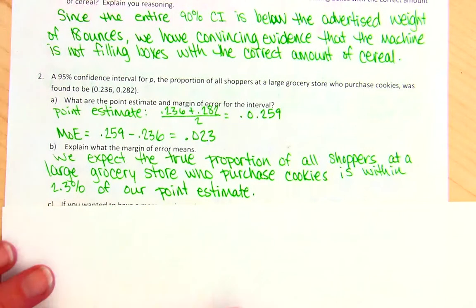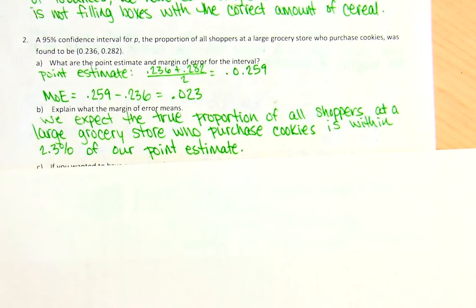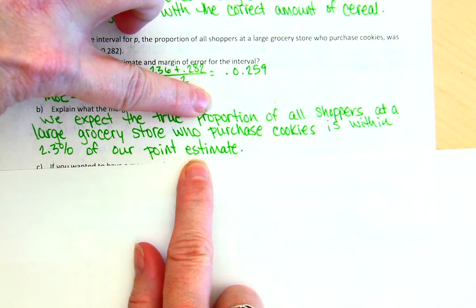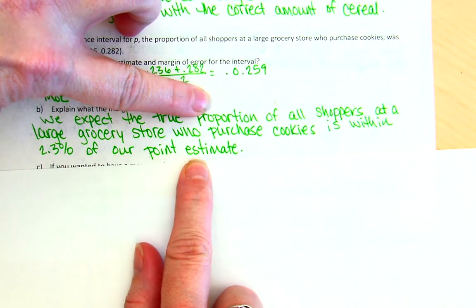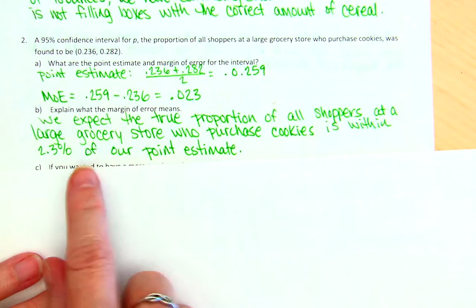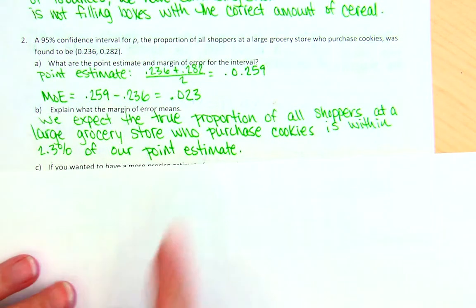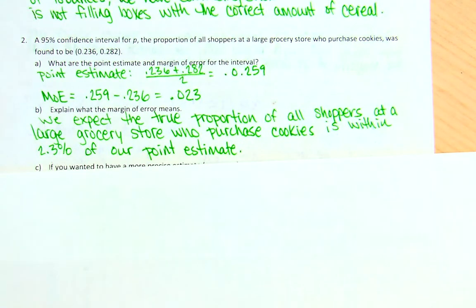Then what does margin of error mean? We expect the true proportion of shoppers at the large grocery store who purchase cookies is within 2.3% of our point estimate. Do not reverse the order of these things. That was the most common mistake I saw, people reversing the order of these and saying our point estimate is within this of our true proportion. No. Our point estimate is what we know is true. We know it's here. We think our other value is somewhere inside this interval around that value. So this is what we think it is, but we're going to be within this much either way of our point estimate.